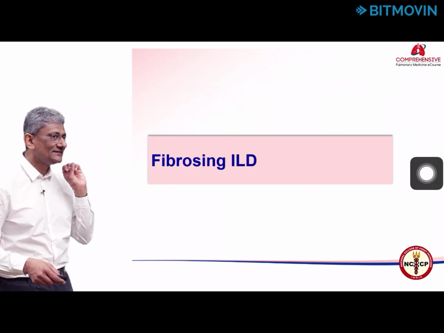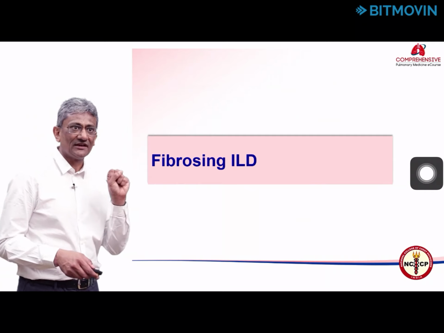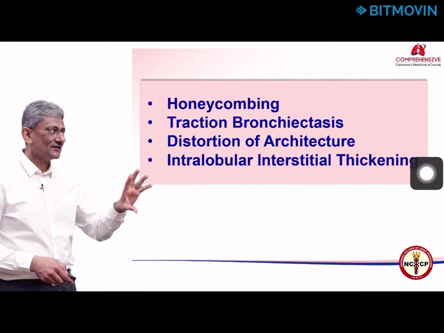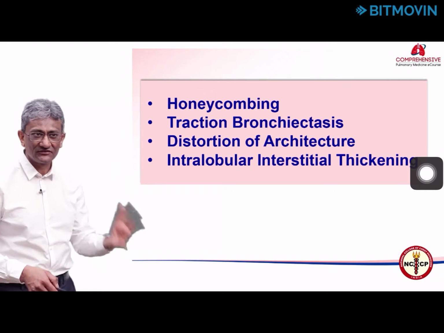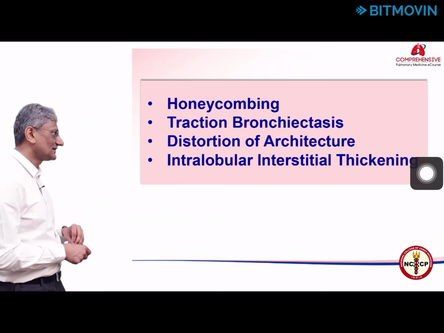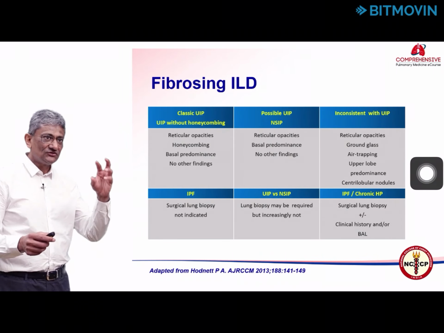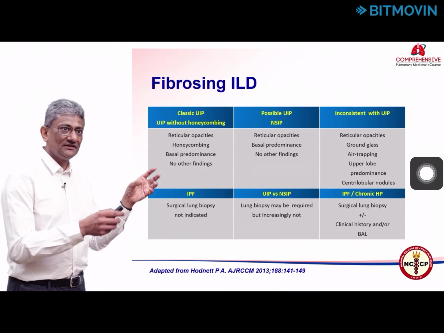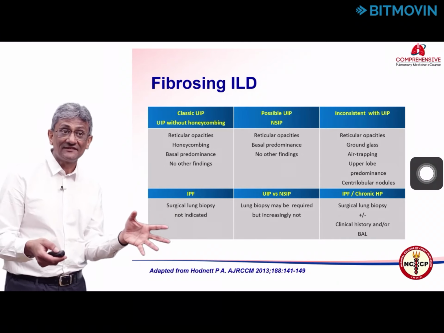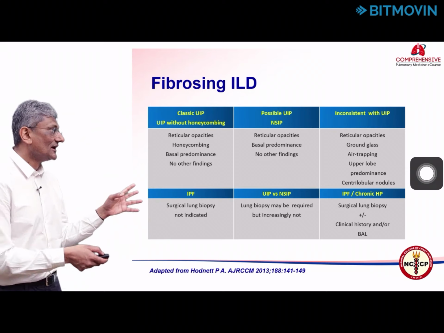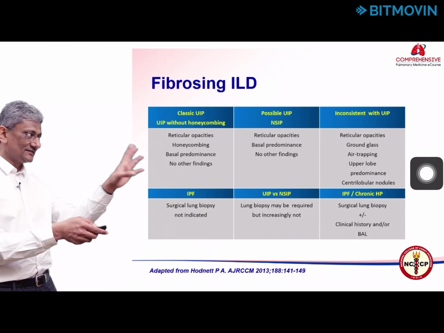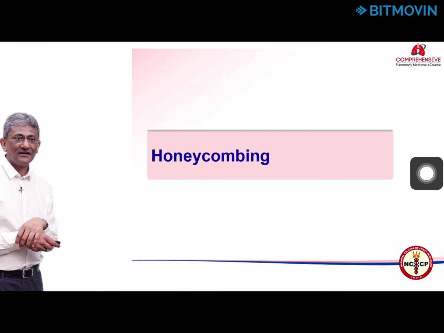Now, how do we diagnose a fibrosing ILD? These are the signs that we use: honeycombing, traction bronchiectasis, distortion of architecture, and intralobular interstitial thickening. And our aim is to, by using these signs and the way they present and the presence or absence of other things and the distribution, put the fibrosing ILD in one of these three buckets, and I will come back to this slide as we go along.